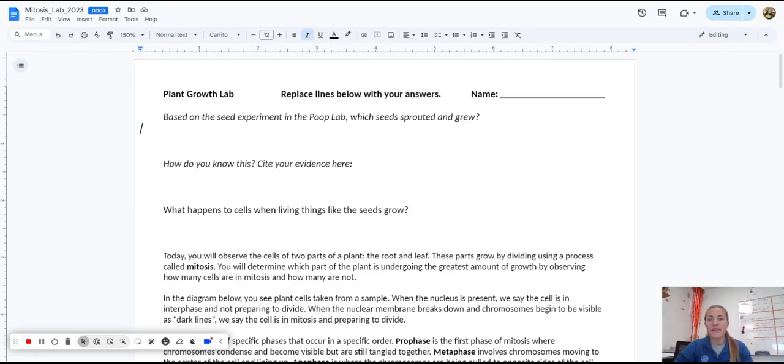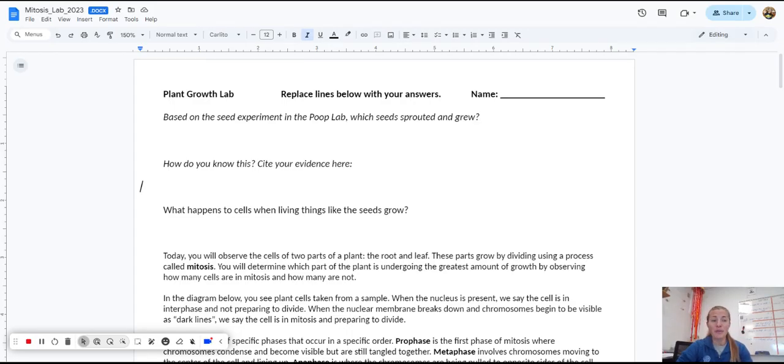So looking at this, based on the seed experiment in the poop lab, which seeds sprouted and grew? If we're looking at what we expect to happen, we should expect that the seeds that were in the fertilizer or in the fecal matter of an animal are going to sprout and grow. And then how do we know this? The class, I think fourth period, you guys started this lab. If you want, you can peek at your seeds.